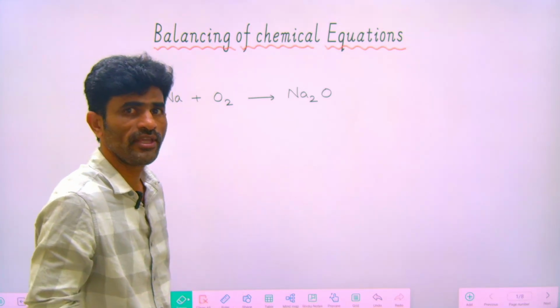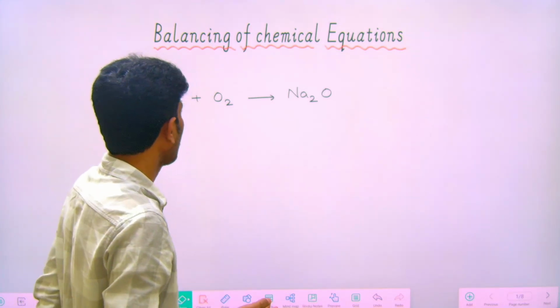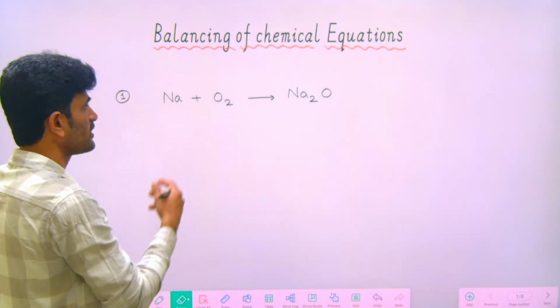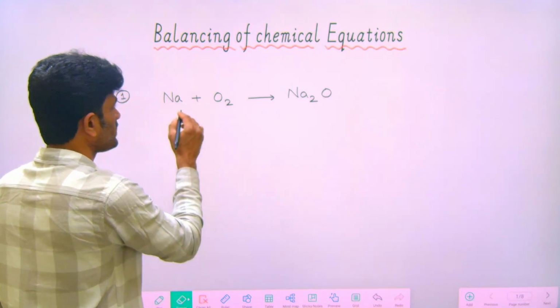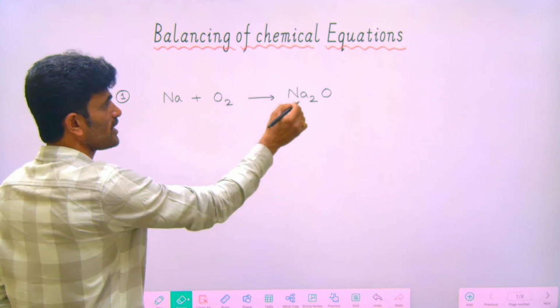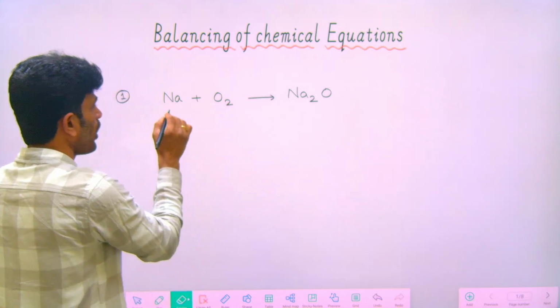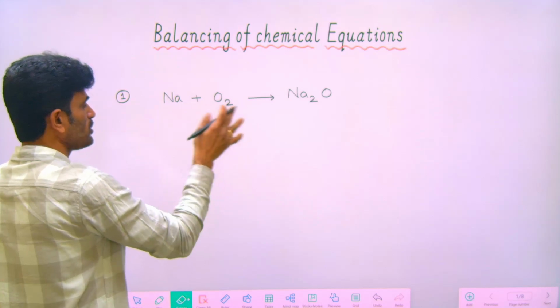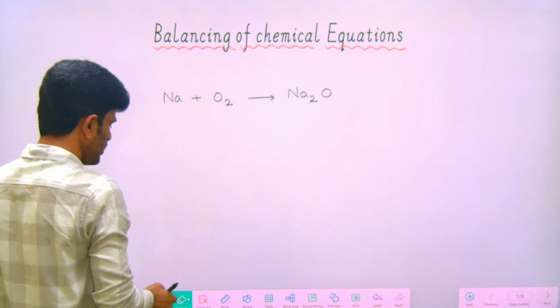How do we follow? What process do we have to follow? Balance the chemical equation. Let us see some examples today. First example is sodium plus oxygen gives rise to sodium oxide. When you follow this procedure, what do we do? First you write all the atoms involved in the reaction.